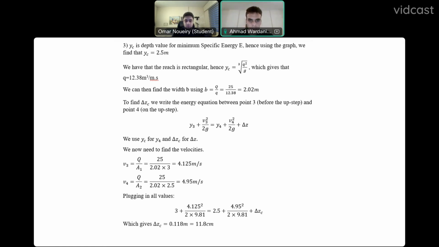And finally, to find delta Z critical, we're going to write the energy equation between point 3 and point 4, where point 3 is the point before the upstep and point 4 is on the upstep. And we're going to be using yc for y4 and delta Z critical for delta Z. And now we find the velocities using the volume flow rate or continuity equation, which is just flow divided by area. We get the velocities and plug in the values, as we can see here, and we just subtract the heads at 3 minus the heads at 4, and we're going to get delta Z critical, which is equal to 0.118 meters or 11.8 centimeters. So that was it, and thank you.